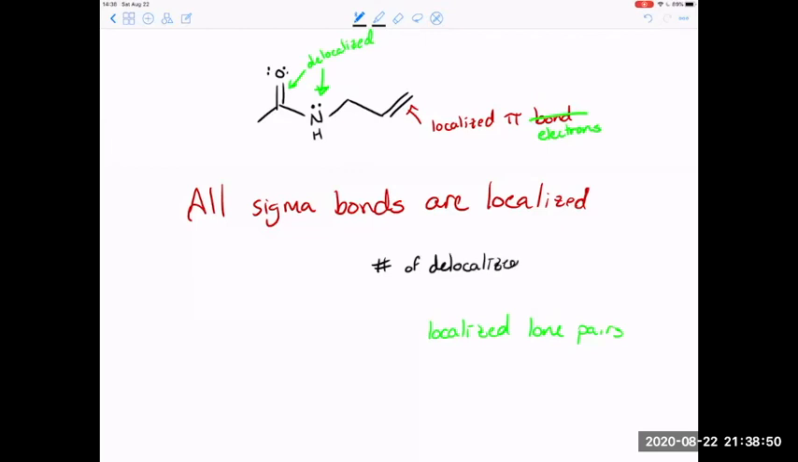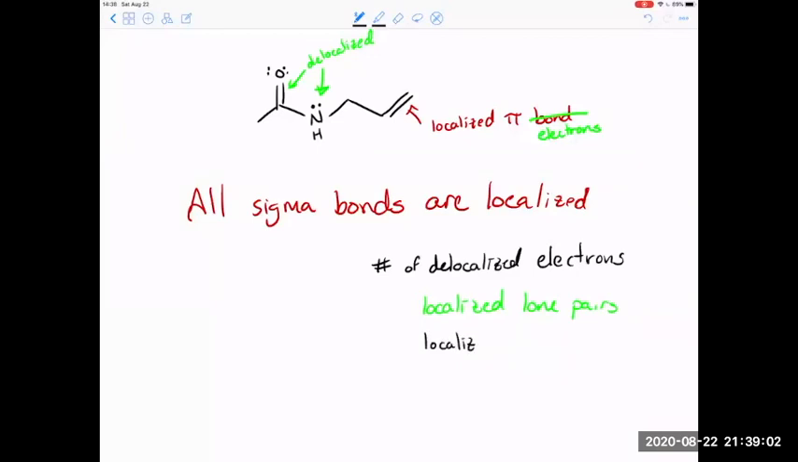delocalized electrons, number of localized lone pairs, and localized pi bond electrons, or pi electrons. Let's actually use the same language I did in the quiz, just so we're not confused. Localized lone pair electrons.